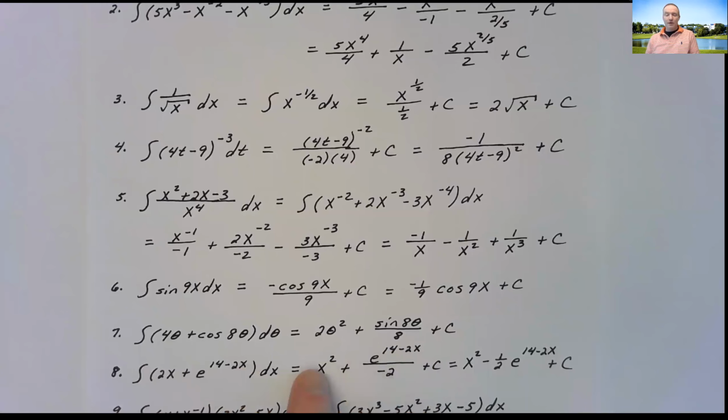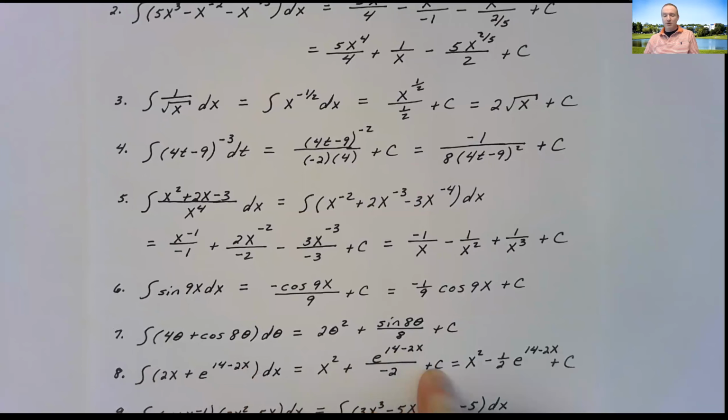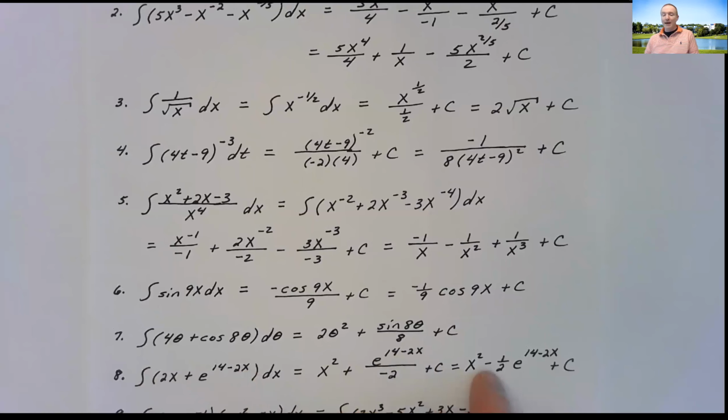It was x squared plus e to the 14 minus 2x all over -2 plus your constant of integration. I cleaned that up a bit and just said, well, if you're dividing by -2, then that's going to make that second term minus 1/2 e to the 14 minus 2x. And then, of course, we have our plus the constant of integration.